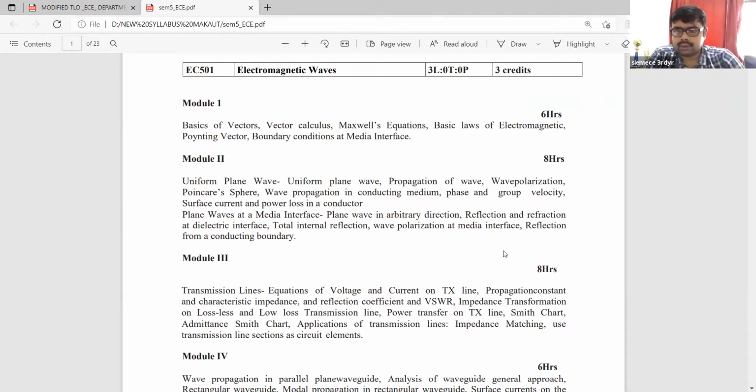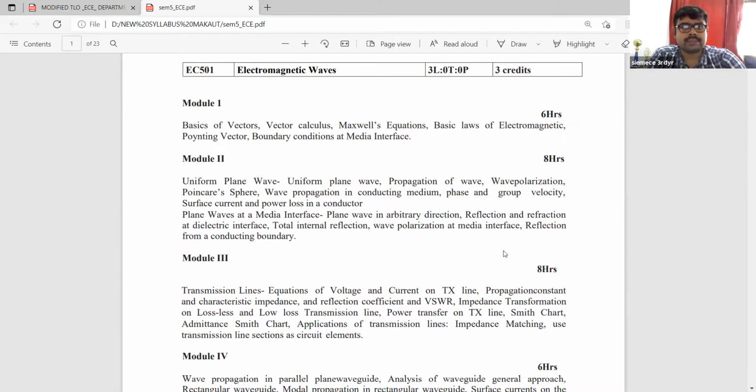So in module 2, you will see different types of classification for the uniform plane wave propagation, how the wave is propagating from one medium to another medium, wave polarization, Poincare sphere, wave propagation in conducting medium, phase and group velocity, surface current, and power loss in a conductor. So many different topics are included.